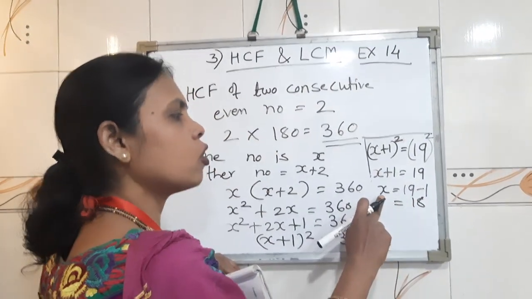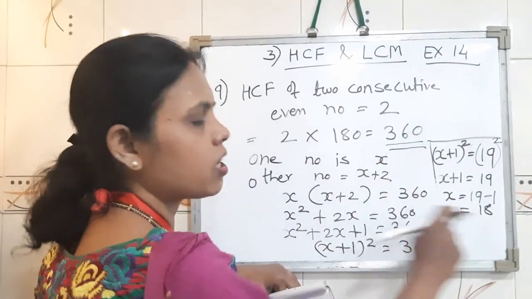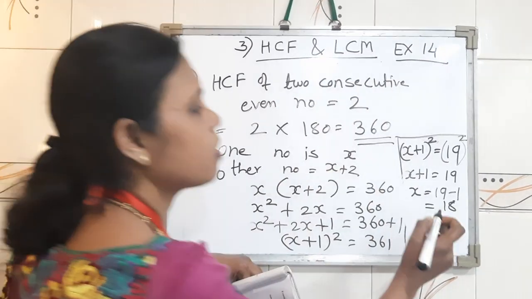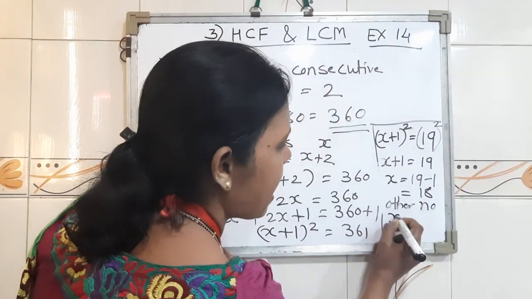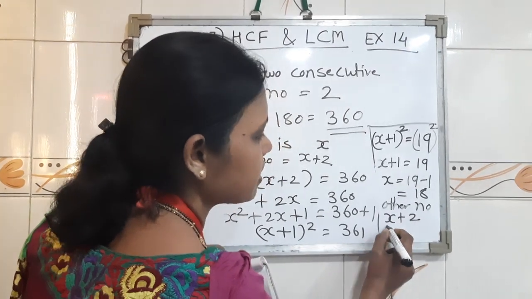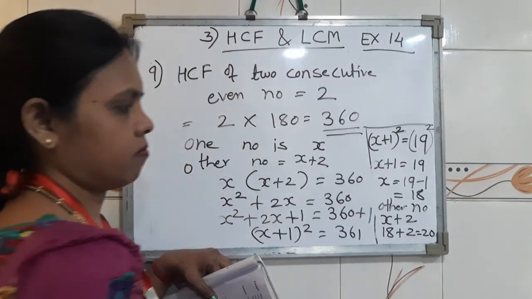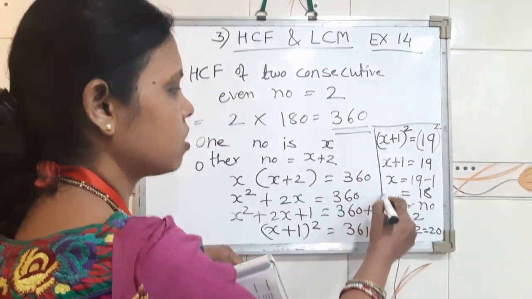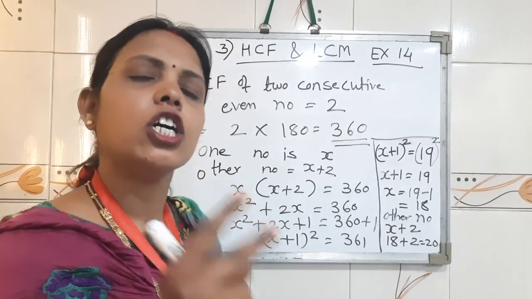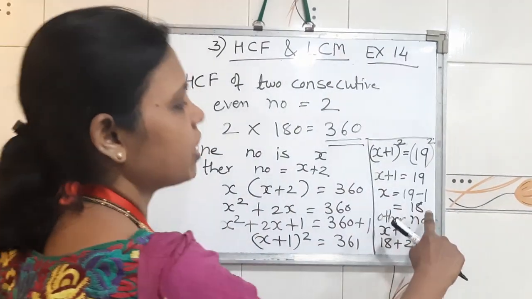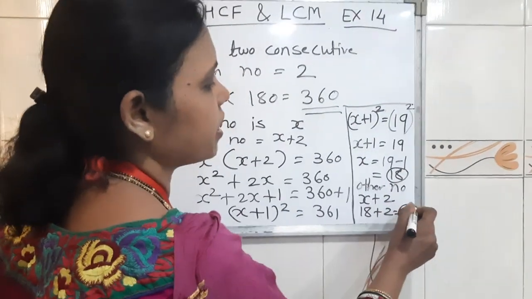So children, one number is x, which is 18. The other number is x plus 2, that is 18 plus 2, which is 20. So children, your two consecutive even numbers are 18 and 20.